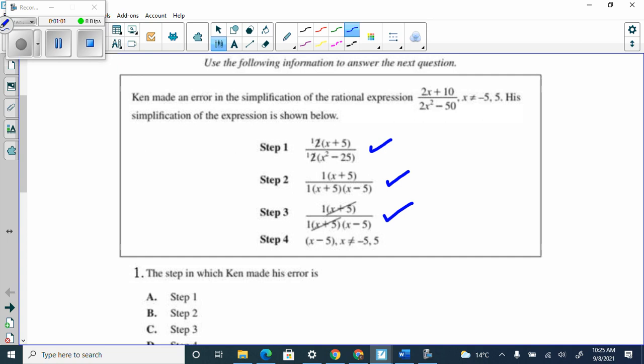Step 4. What happened? We're missing the 1 on the top, right? There's still a 1 up here. So this needs to be 1 over x minus 5. So they technically erred between 3 and 4, correct? So then 4 is the error.